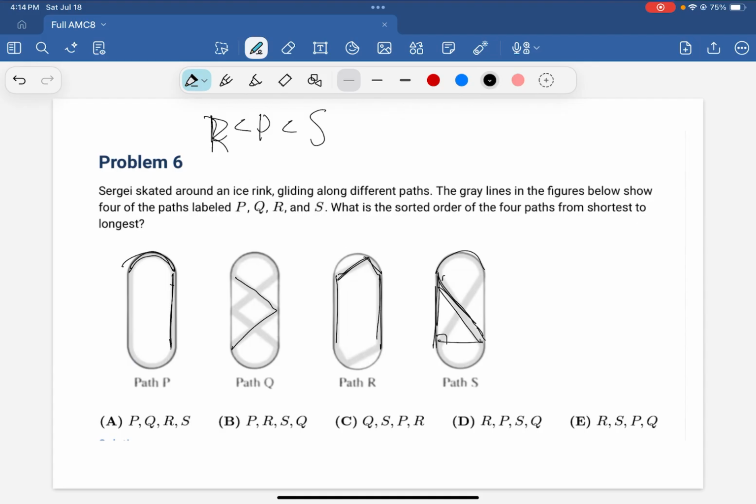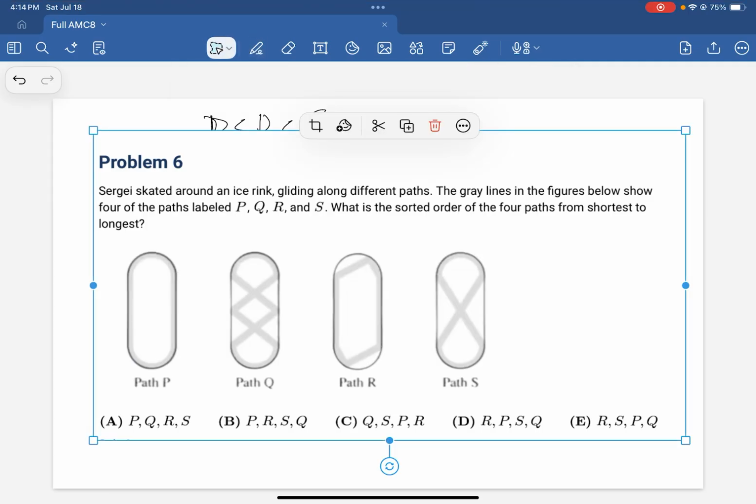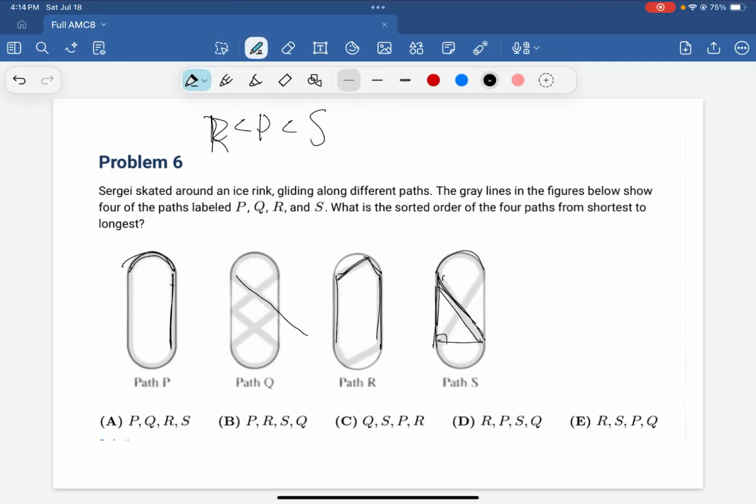S right here. And Q, we can actually mirror this segment to here, like this. So this forms another right triangle, but this leg right here is longer than this leg right here. So now we know that Q is longer than S. So if we match an answer choice, we get D.